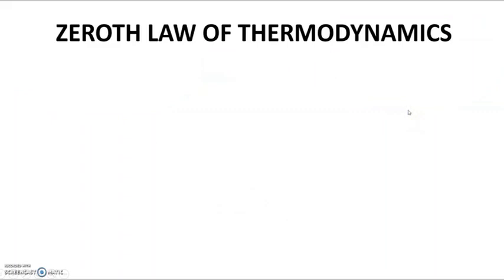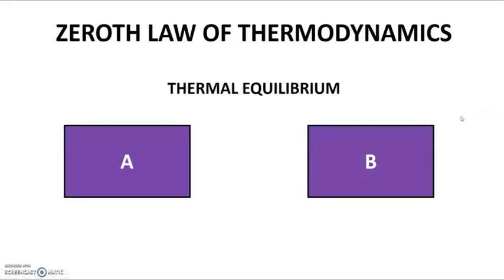Alright, so our next lesson is about the laws of thermodynamics. Okay, so the first one is the zeroth law. There are four basically, and the first one is the zeroth law. The zeroth law of thermodynamics is basically about thermal equilibrium, a situation where two systems have the same temperature and there is no heat flow between the two systems.